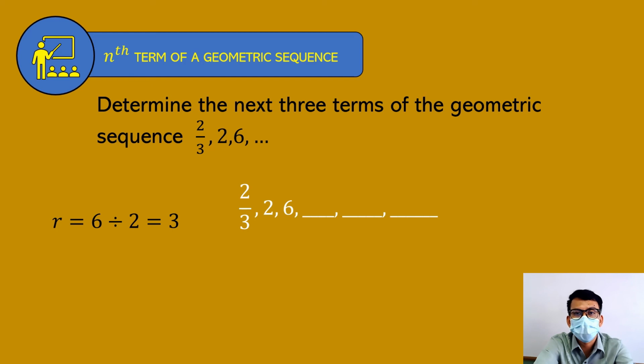Again, in getting r, we will just divide the current term by the previous term. So current term 2 divided by 2/3, that is 3, or 6 divided by 2, that is 3. So we can say that r is equal to 3. How do we obtain the next 3 terms? We will just multiply 6 by 3, which is equal to 18. 18 times 3, that is equal to 54. 54 times 3, that is equal to 162.